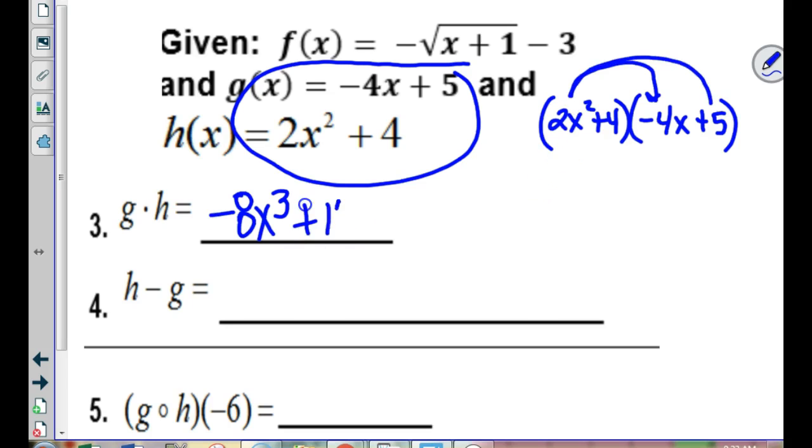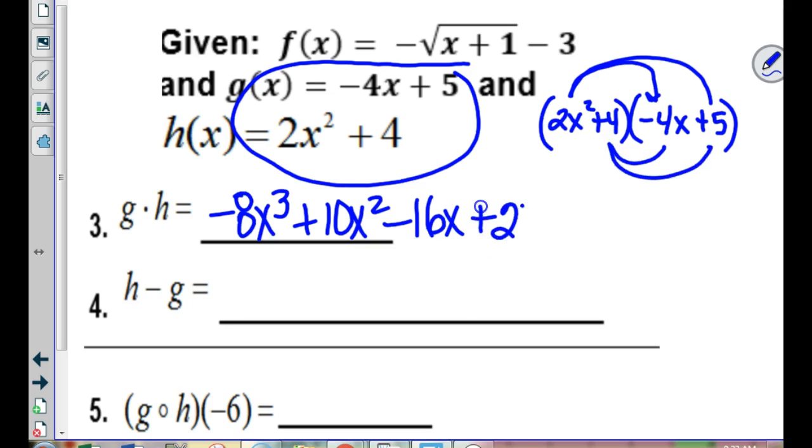Okay, and don't factor, guys. Don't pull out a common factor. Don't do anything. That's it. If there were like terms that combined, though, make sure you combine them. Okay.